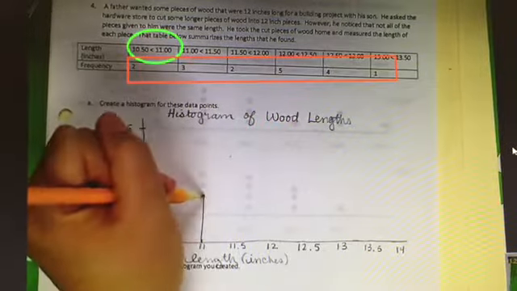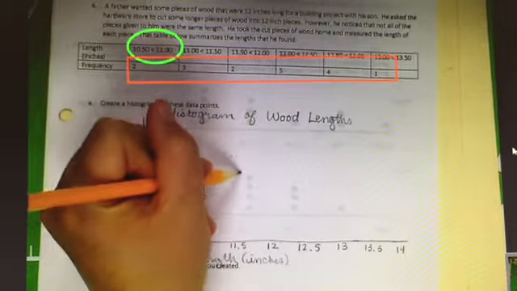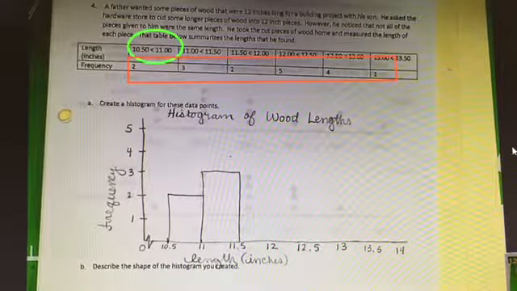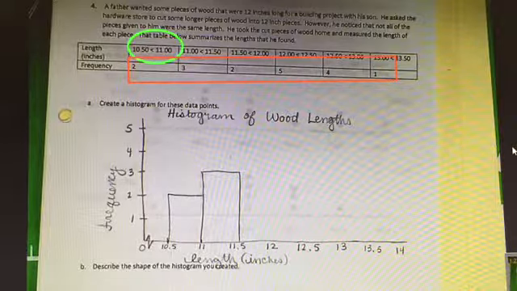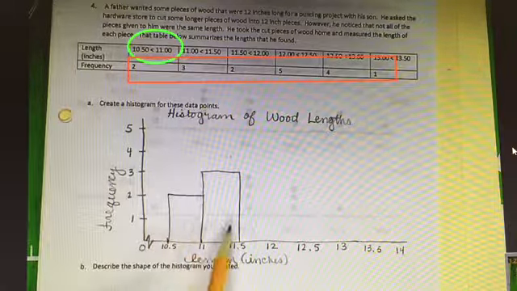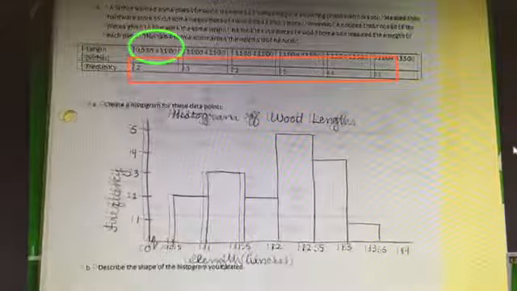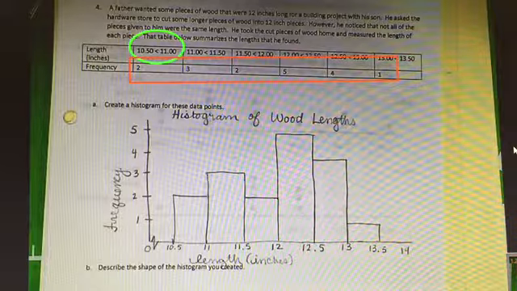Yep. So what do we have to do with our graph? We need another column. Our bars have to be what? Touching. In a histogram, they are touching because it's a continuation in that number line. Okay? All right, so there is our final histogram with everything that we need on it.